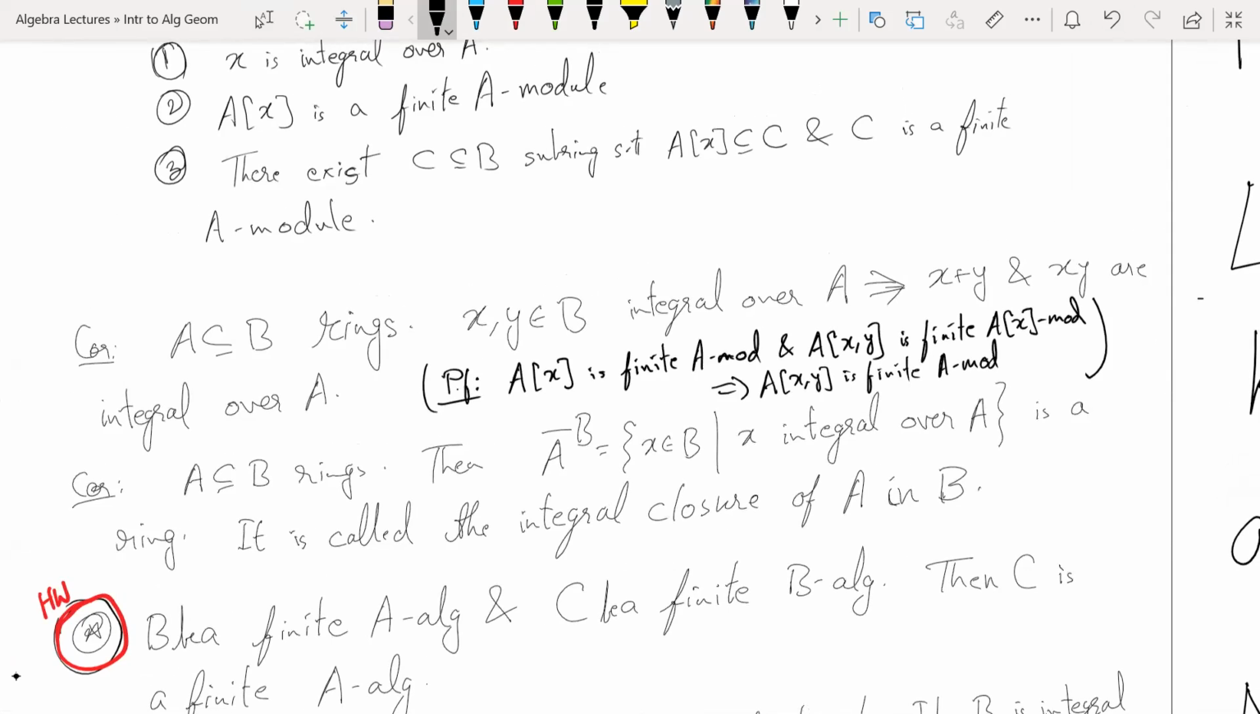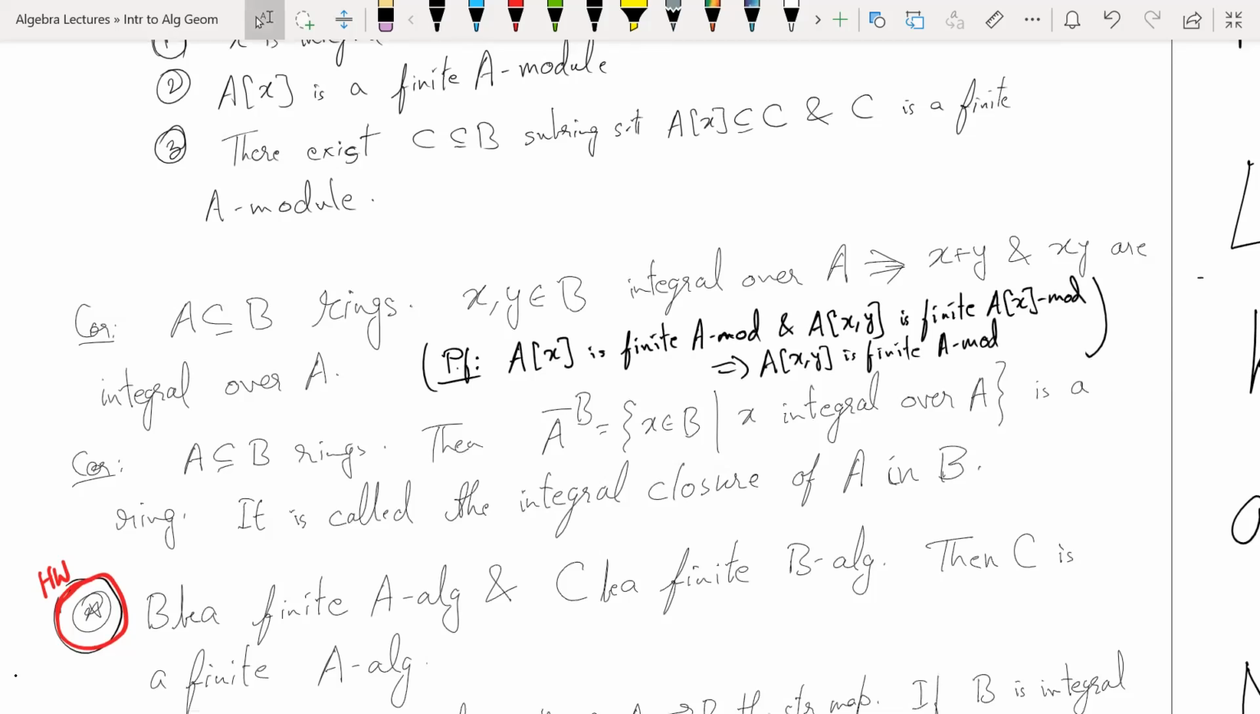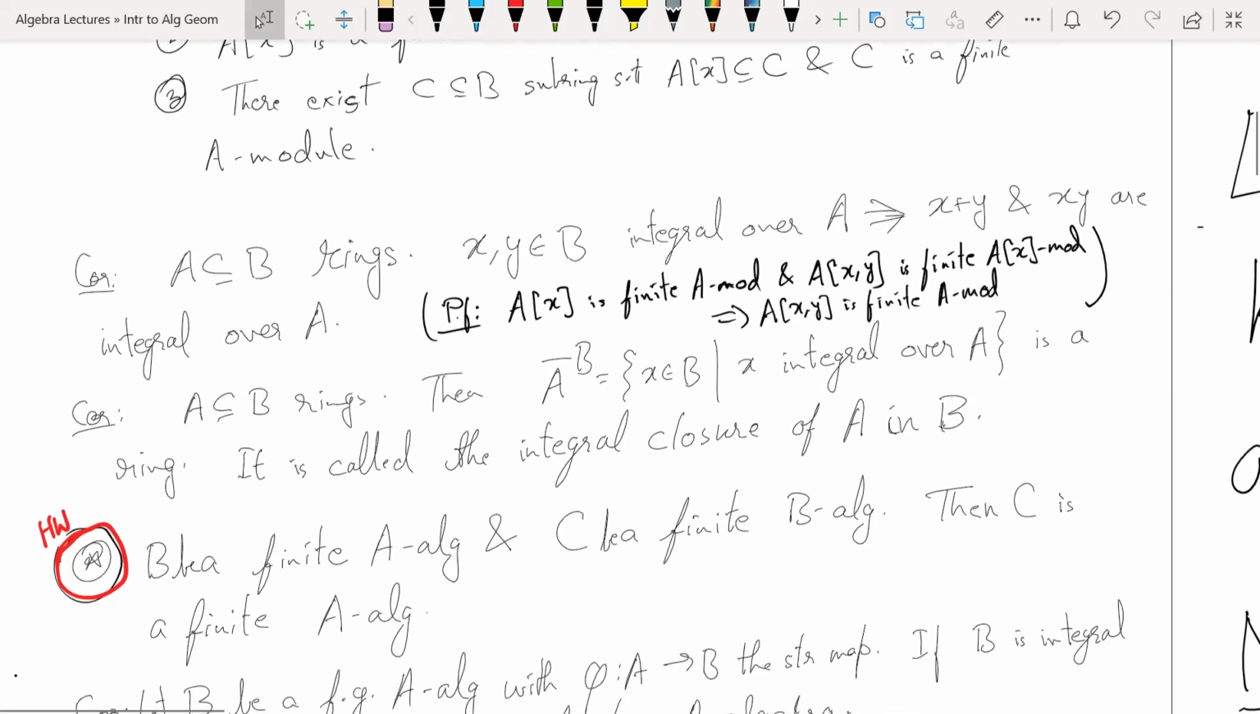Okay, so that tells you that A[x,y] is a finite A-module, and in particular A[x,y] is integral over A, hence x plus y and x times y are all integral over A. So as a consequence, the set of all elements of B which are integral over A is a ring, because it's closed under addition and multiplication. And this has a name. It is called the integral closure of A in B.